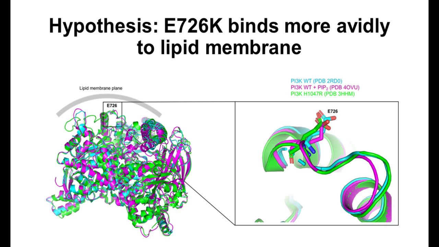Now, E726 is an amino acid called glutamic acid, which is acidic and negatively charged. If mutated to a K, which is a lysine residue, lysine is a positively charged amino acid. This is important because lipid membrane phospholipids are negatively charged. And so we would predict that a mutation to a positively charged amino acid may increase affinity with a negatively charged phospholipid in a membrane.